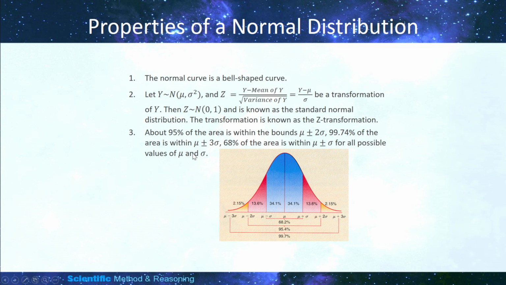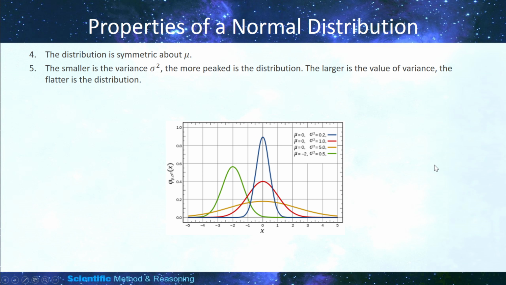The mean can be 0, 10, 20, minus 50, and the sigma can be 1, 0.2, 0.5. As long as it is within 2 standard deviations, that would be about 95%, and 68% within 1 standard deviation from the mean. That means from mu minus sigma to mu plus sigma, we have 68.2%. For 3 standard deviations, we have 99.7%.